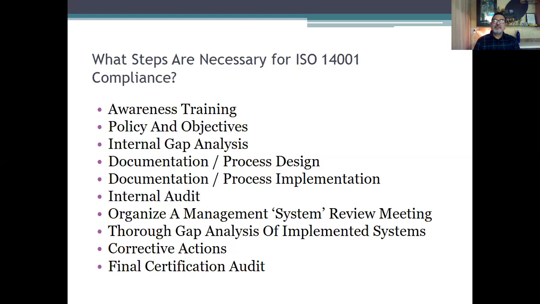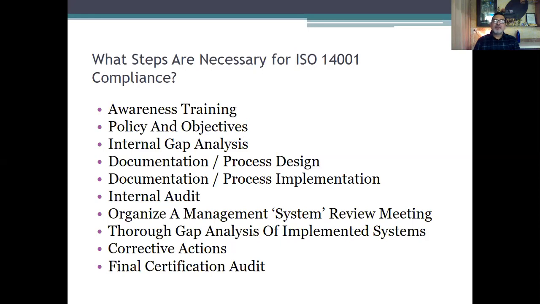A thorough gap analysis of the implemented system should be conducted. A formal pre-certification gap analysis should be conducted to assess effectiveness and compliance of the system implementation in the organization. This final gap analysis will prepare your organization for the final certification audit.